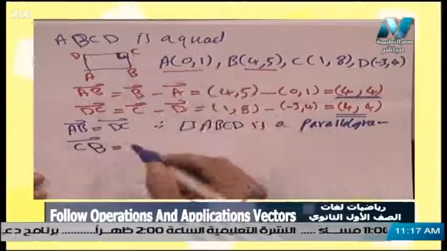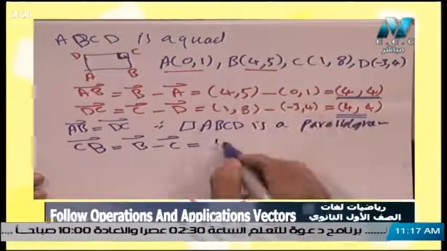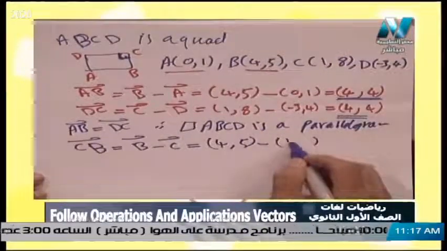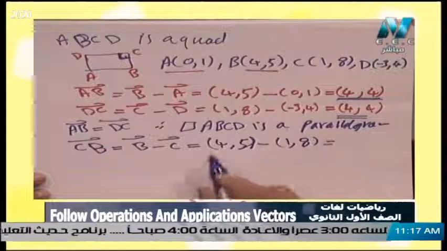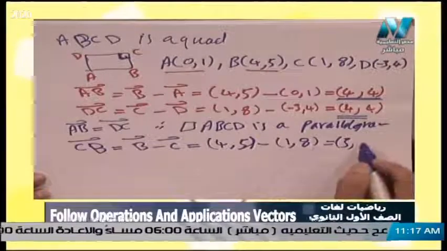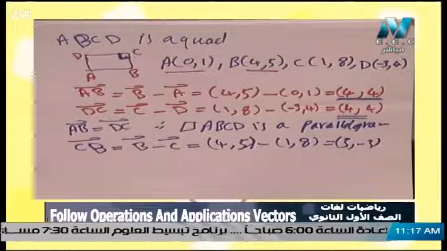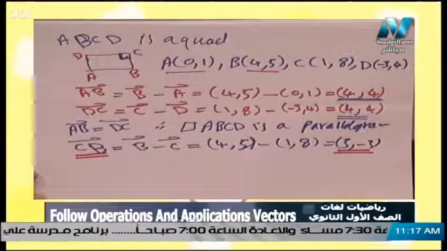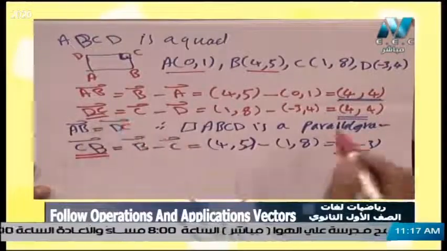The vector CB equals B minus C. B equals (4, 5) minus C, which is (1, 8). 4 minus 1 equals 3, and 5 minus 8 equals -3. Look carefully, my dear students, at the vector CB, (3, -3), and the vector DC, which is (4, 4).